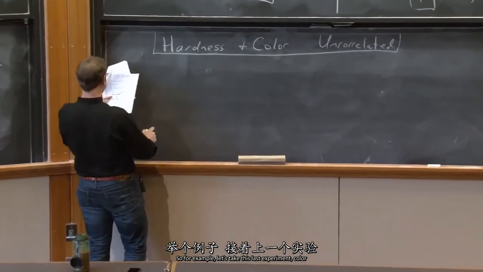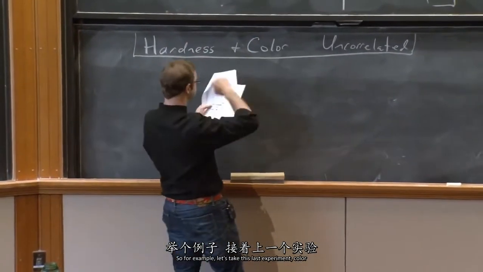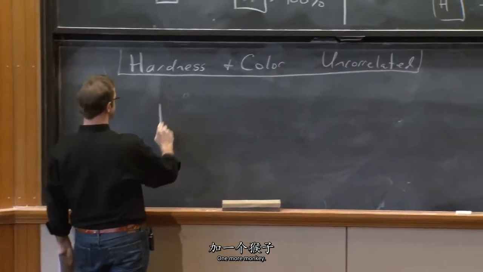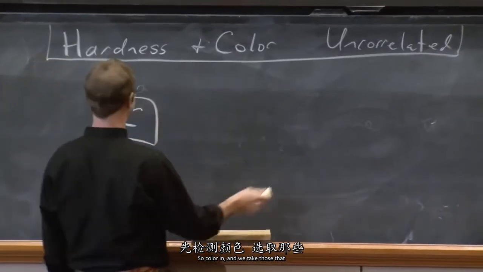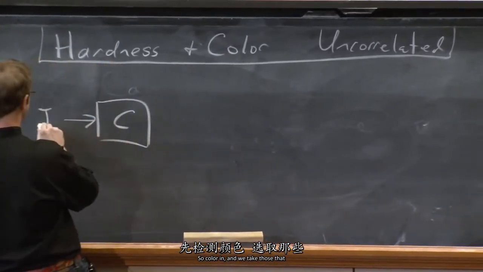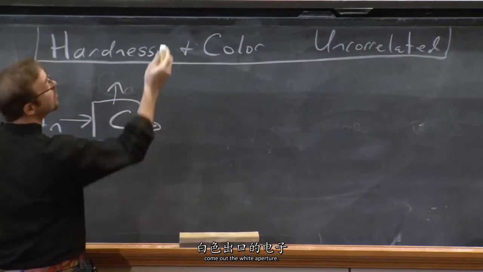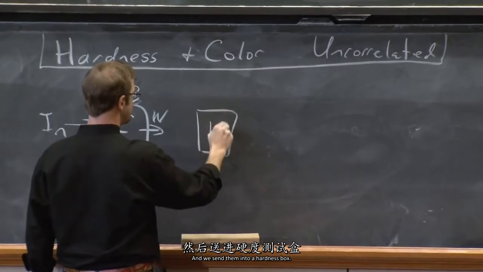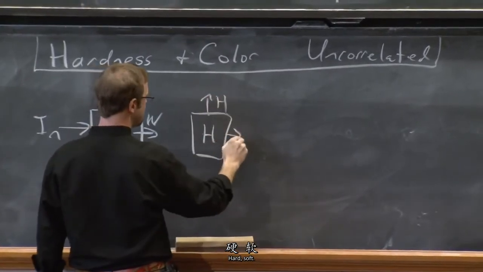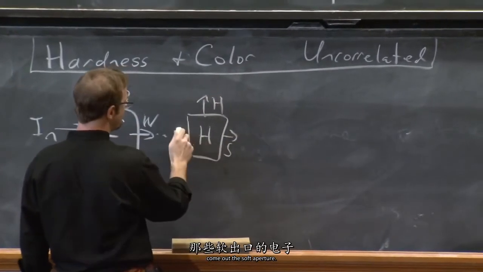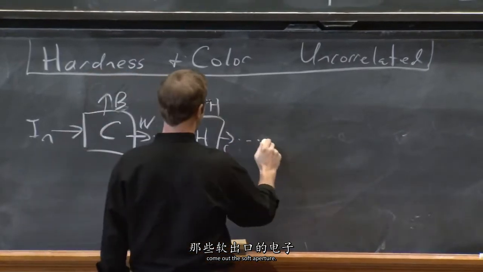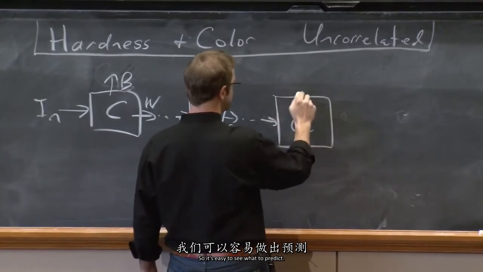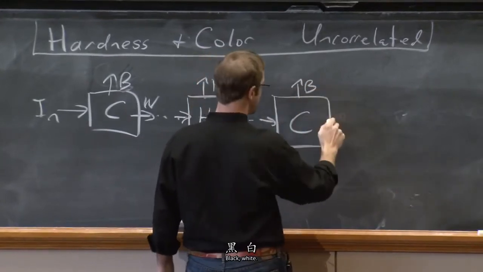So for example, let's take this last experiment, color hardness, and let's add a color box. One more monkey. So color in, and we take those that come out the white aperture, and we send them into a hardness box, hard, soft. And we take those electrons which come out the soft aperture, and now let's send these again into a color box. So it's easy to see what to predict. Black, white.